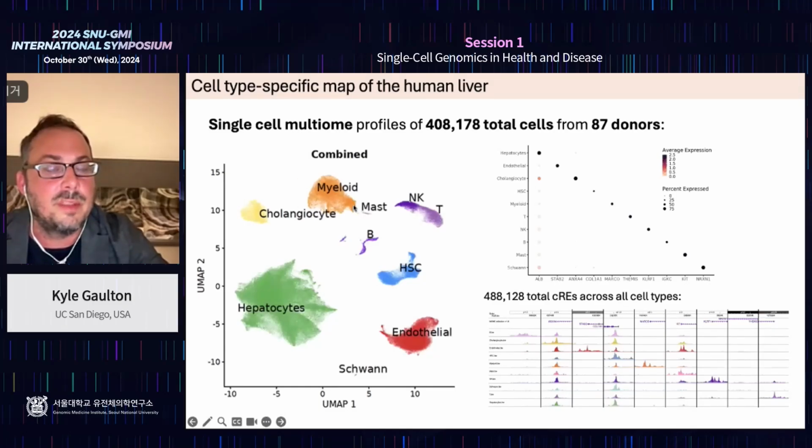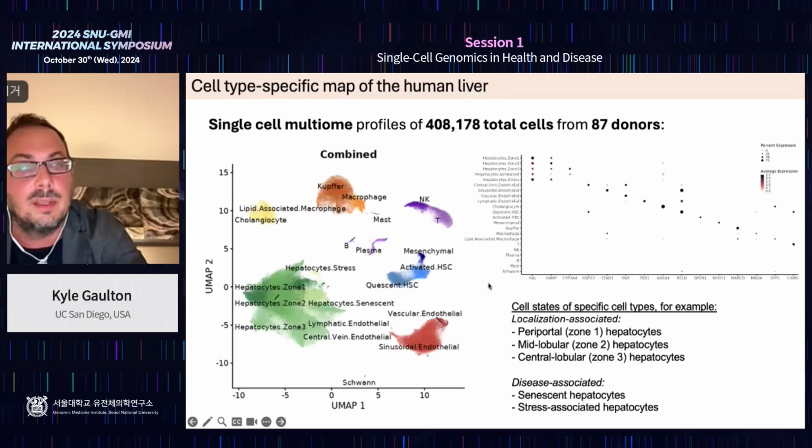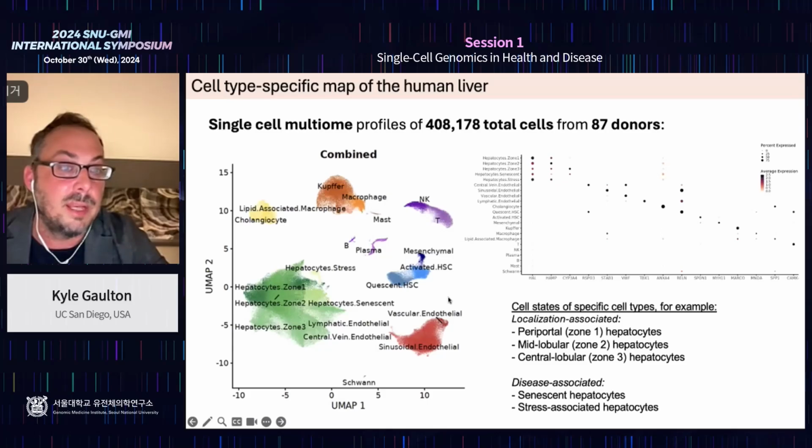So these are the results of the single cell map. This is just multiome data, so over 400,000 cells. We identify the major liver cell types, annotated again based on gene expression, and we identified substantially more cis-regulatory elements in the liver than have been reported in previous studies. We also identified quite extensive heterogeneity if you subcluster these cell types, which has been reported in many contexts previously.